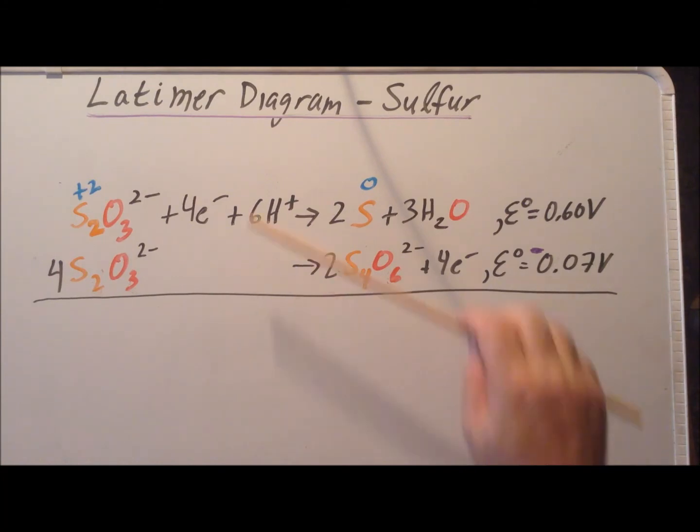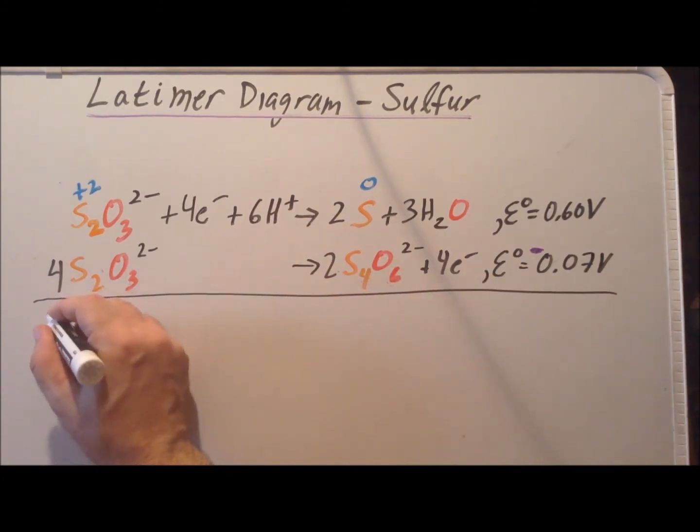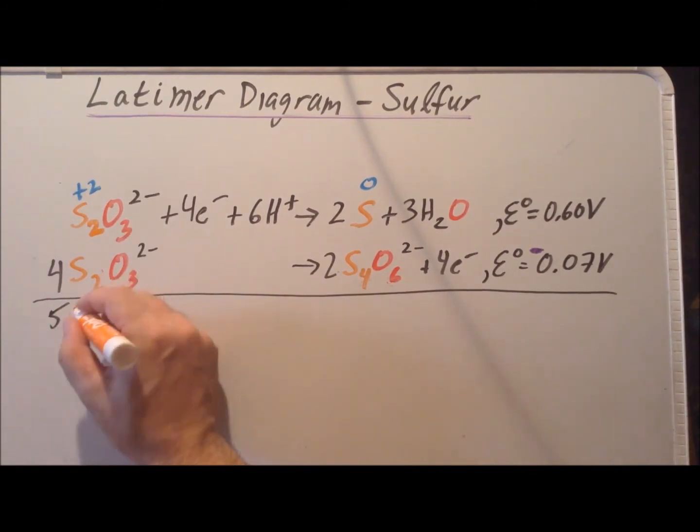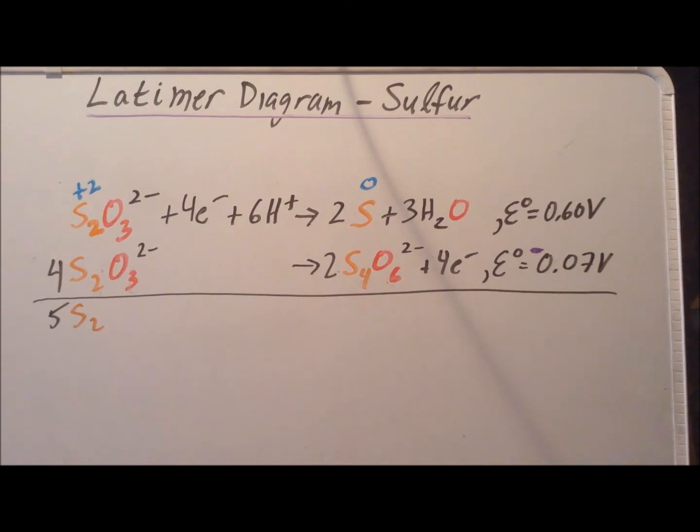Now we are free to add the two reactions just as we would in a Hess's law problem. So on the left-hand side we have 5 thiosulfates, S2O3.